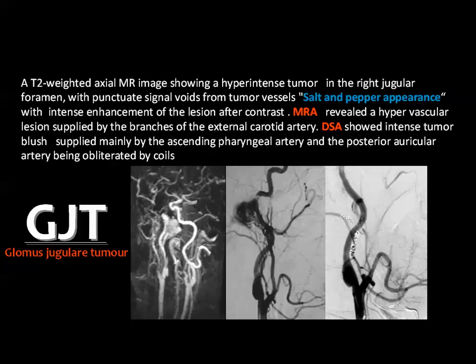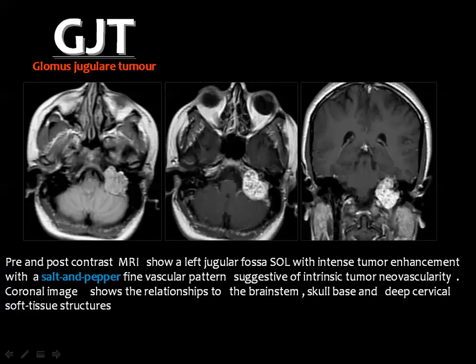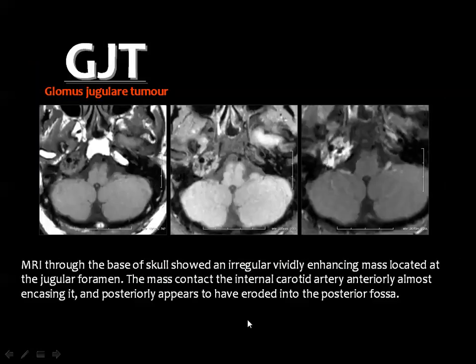Then the salt and pepper appearance will be identified in larger tumors and is not usually seen clearly in the smaller tumors. And here you can see a very good example of a salt and pepper appearance. This is the T1 and this is T1 post contrast, where you can see the enhancement of the tumor and the classic appearance of the salt and pepper configuration. And this is another example.